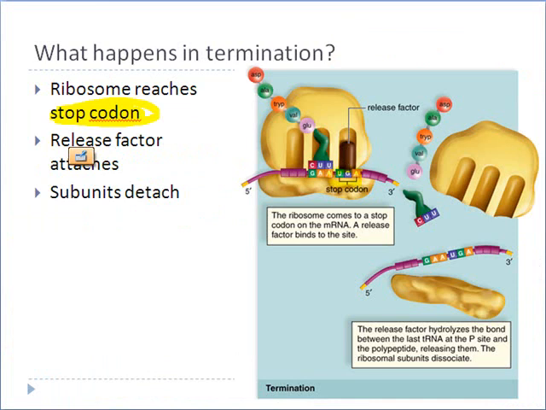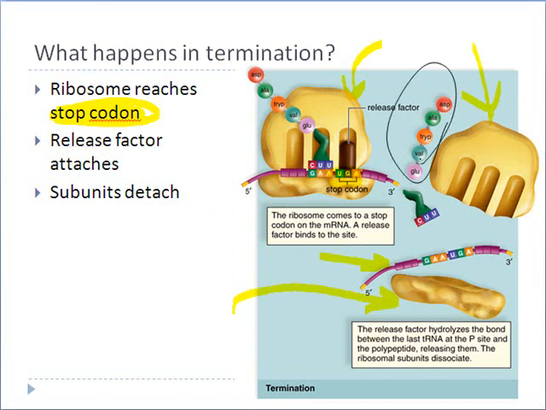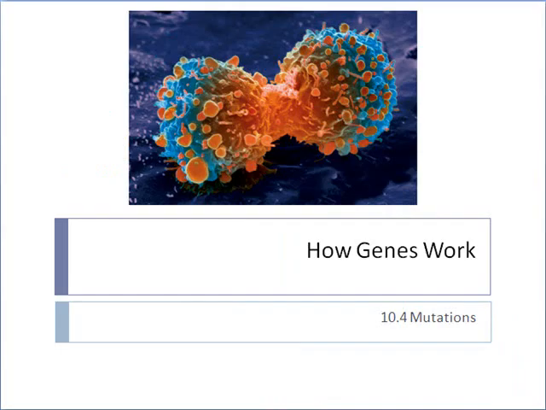So here it's reached one of the three stop codons, and what happens is, rather than having another transfer RNA come in, a different kind of protein called a release factor comes in, and the purpose of this release factor is simply to dissociate the large and small subunits from each other so that they release the messenger RNA, and so that they also release the polypeptide chain that's been manufactured. And that's the end of the manufacture of the polypeptide chain.